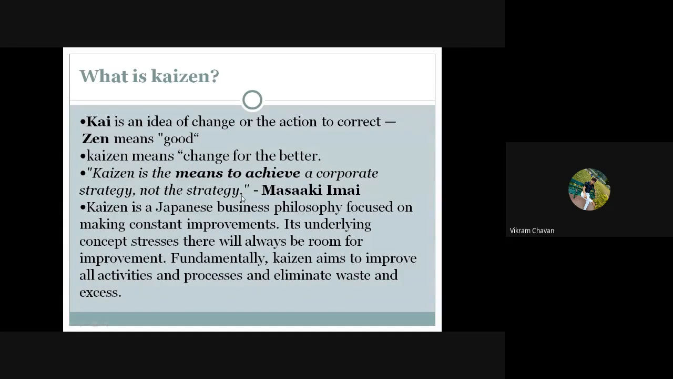The word Kaizen was first mentioned by Masaki Imai in his Kaizen book, and from that the word became famous in the industrial sector and found vast application, not only in the manufacturing sector. It finds application in the pharmacy sector, the banking sector, and the IT sector. It covers a lot of strategies, and it is used to improve industries and business. Kaizen is a Japanese business philosophy focused on making constant improvement.